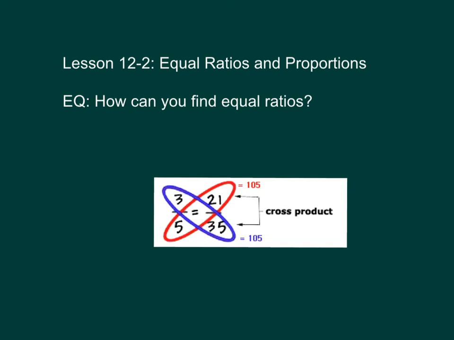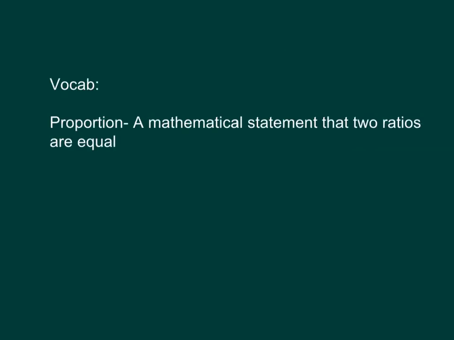This is lesson 12-2, equal ratios and proportions. Our essential question: how can you find equal ratios? This picture here shows us how to tell if two ratios are proportional, and we can do that by finding their cross products. We have one vocab word, which is proportion: a mathematical statement that two ratios are equal.